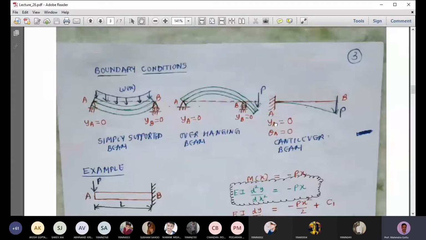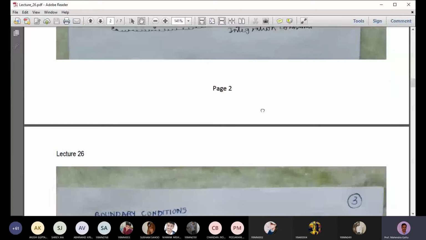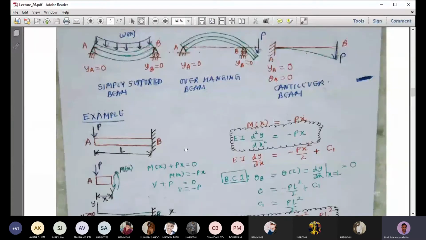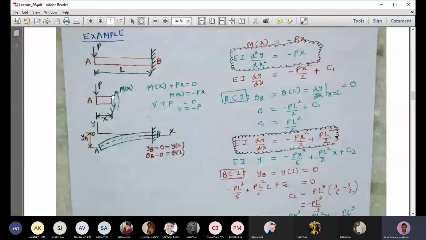Applying those two boundary conditions, we can solve for these two unknown constants c1 and c2. Okay, so let's do that through a simple example. We have this cantilever beam of span L, and it is subject to a vertical load P at the free end. So we cut a section at a distance x, and we draw the free body diagram for the left part. On the right surface, we have shear force V in the downward direction and M of x in the anti-clockwise direction, which is the positive sign convention. So V value will be minus P, and M of x plus Px is 0. So M of x will be minus Px.